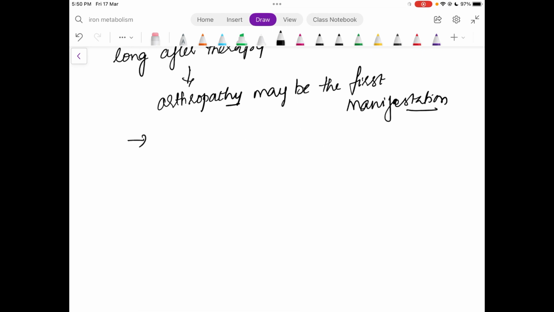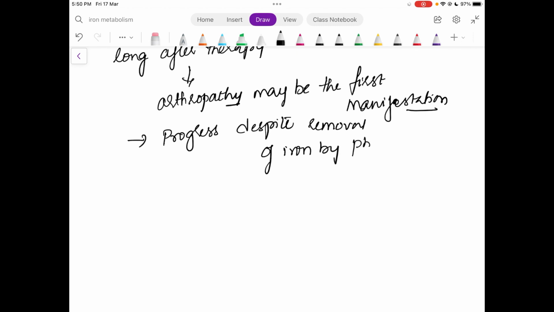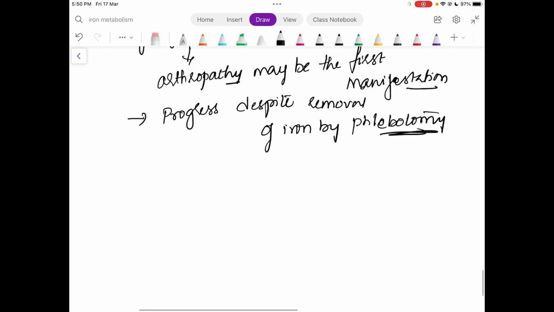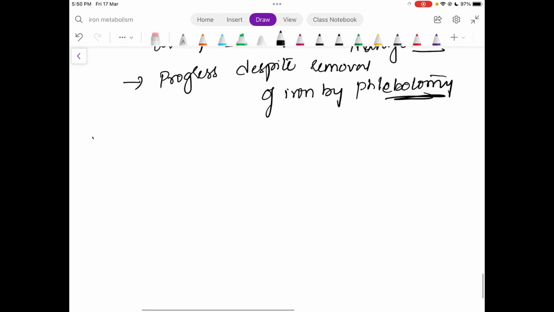And this arthropathy progresses despite removal of iron by phlebotomy. Okay, this arthropathy will proceed even if you remove iron by the phlebotomy.